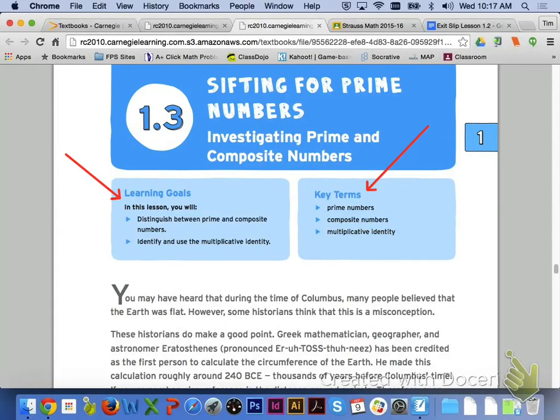Hi class, in lesson 1.3 we are going to be investigating prime and composite numbers. Learning targets for today, we will distinguish between prime and composite numbers and identify and use the multiplicative identity. Key terms to look for during lesson 1.3: prime and composite numbers and multiplicative identity.